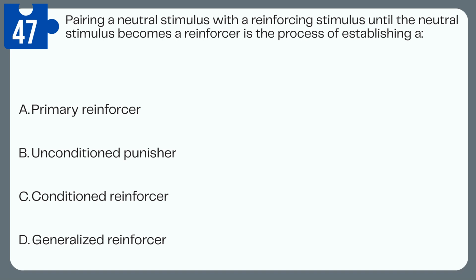Question 47. Pairing a neutral stimulus with a reinforcing stimulus until the neutral stimulus becomes a reinforcer is the process of establishing A. Primary reinforcer. B. Unconditioned punisher. C. Conditioned reinforcer. D. Generalized reinforcer. Answer: C.